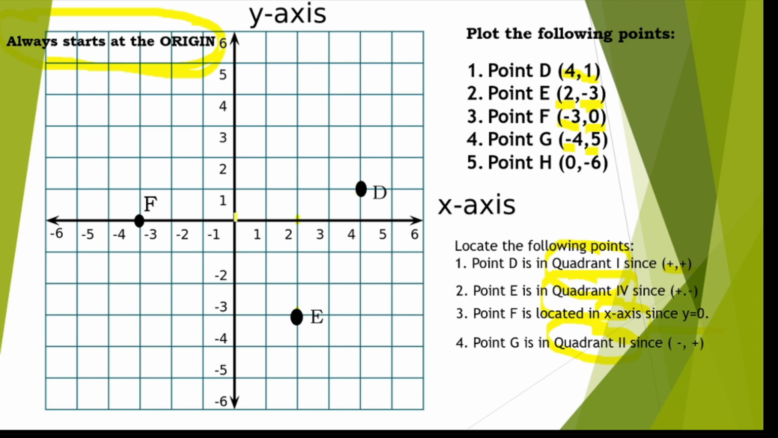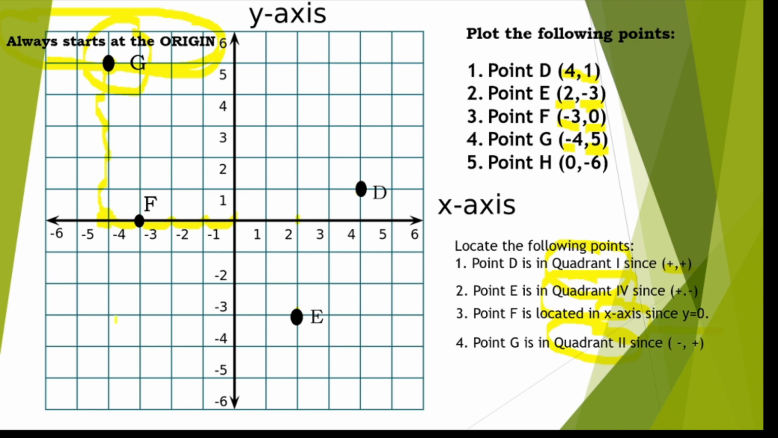What does it mean? We are going to move 4 units to the left. 1, 2, 3, 4. Then pause for a while at this point. Identify the value of y, which is +5. What does it mean? We are going to move 5 units above. So we have 1, 2, 3, 4, 5. And then stop at this point and plot. Alright, and then we denote letter G. So now, this is our point G located on the second quadrant.